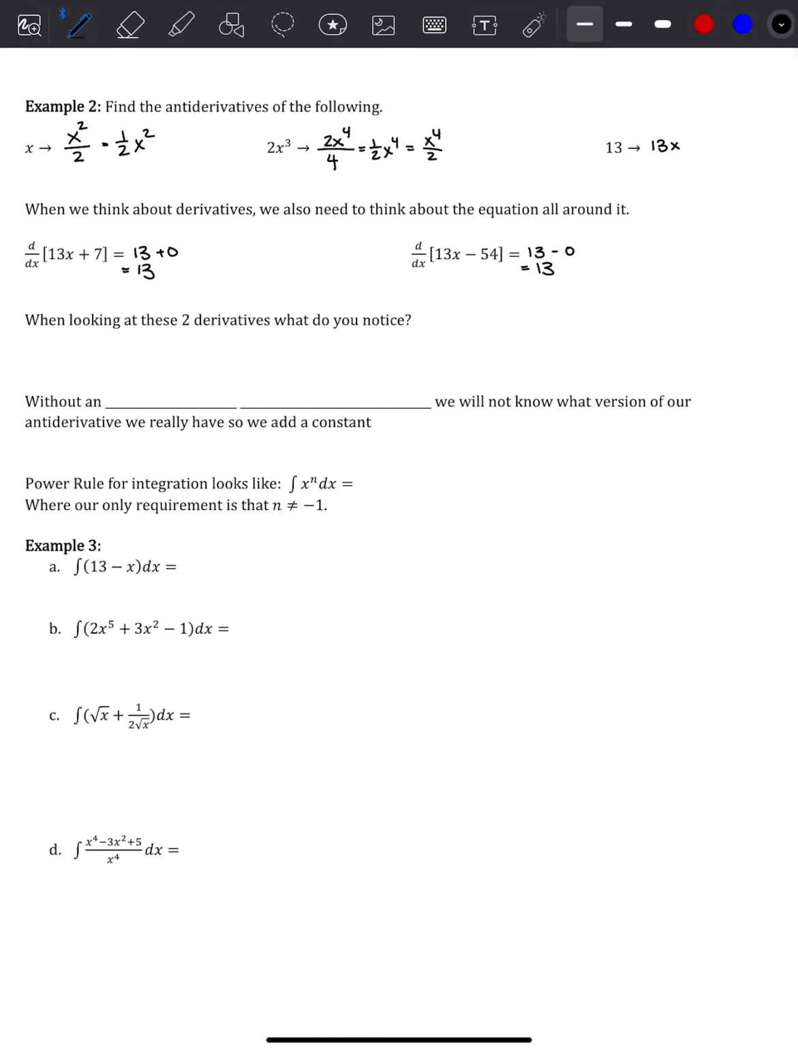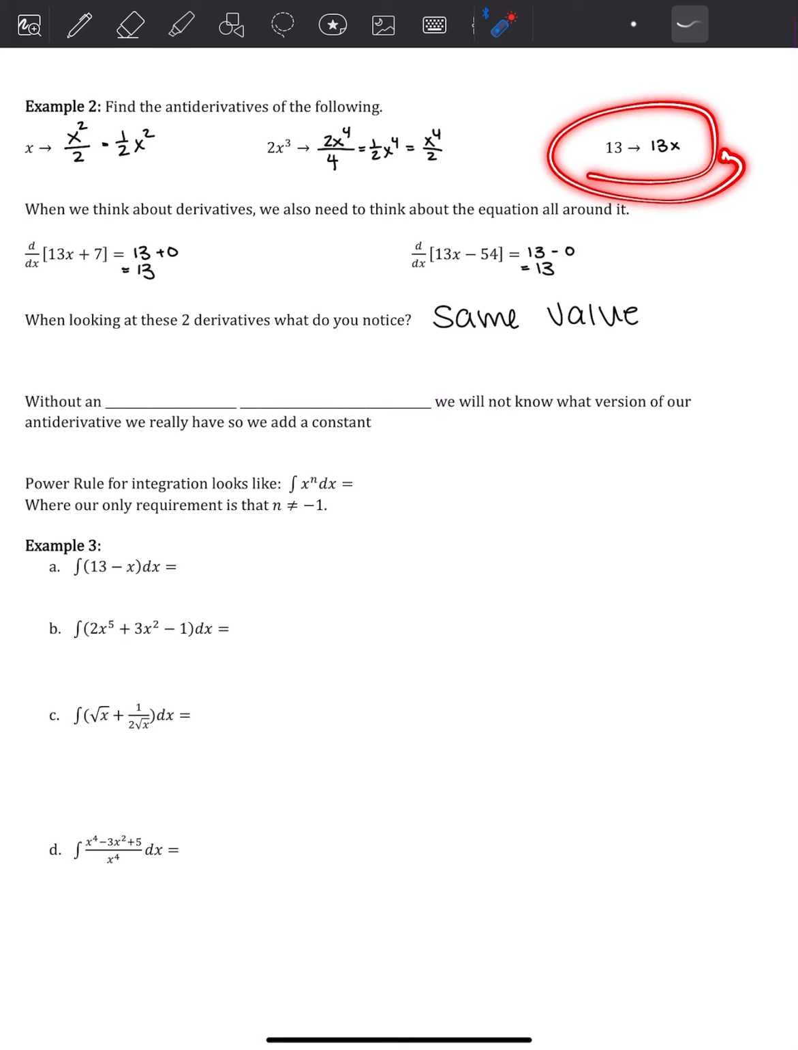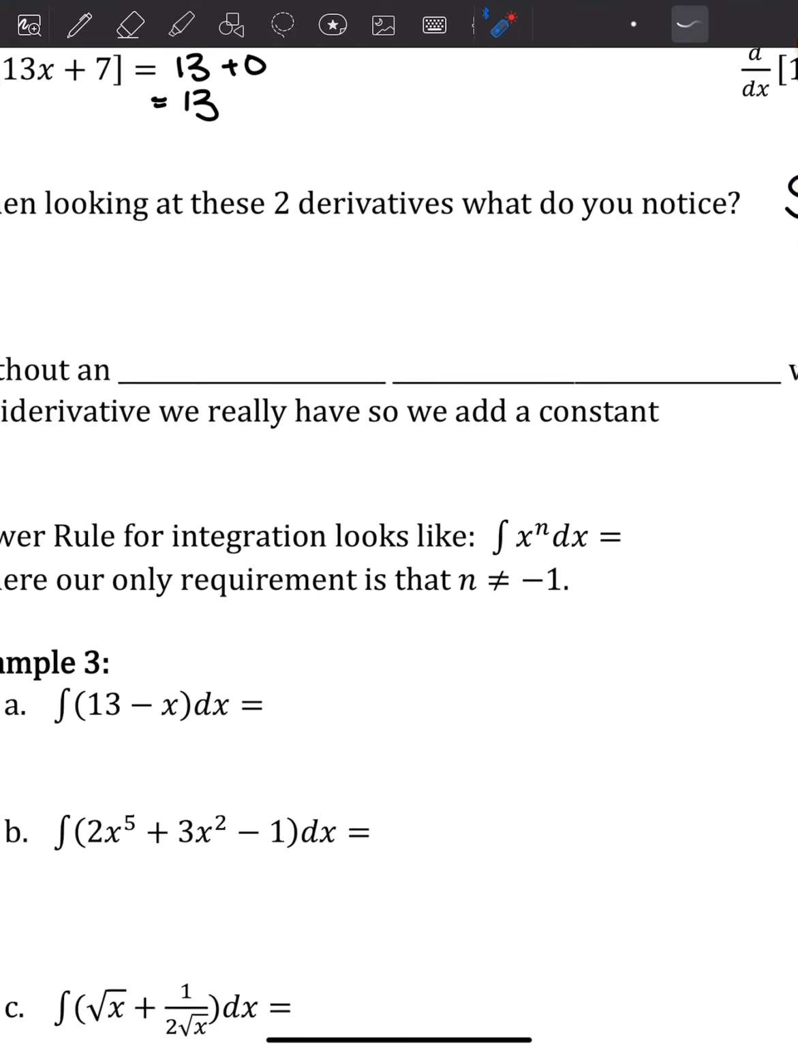So when we look at these two derivatives, what do we notice? They give us the exact same value. But when I think about it as an equation, that is not the same equation. 13x plus 7 is different than 13x minus 54. So when I'm taking the antiderivative, like I did here, how do I know which version of this equation I have? That is completely dependent on what we call an initial condition. Without an initial condition, we will not know what version of the antiderivative we have.